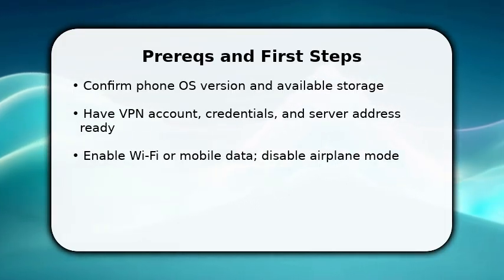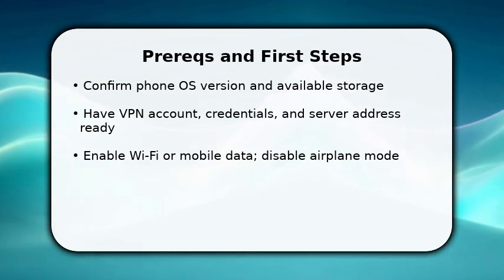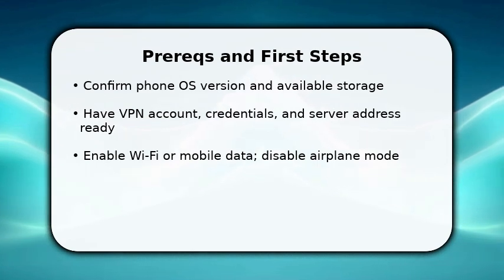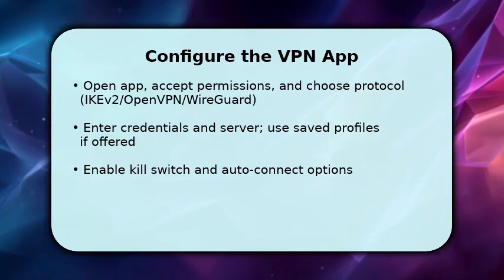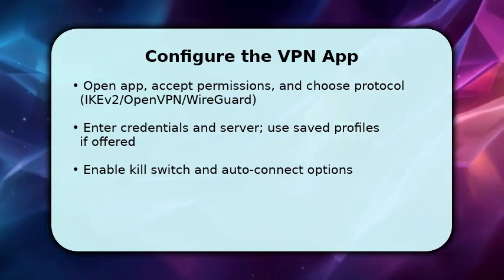Now install the provider's official app from the Play Store or App Store. Avoid third-party clients to reduce configuration complexity. Open the VPN app and accept the minimum permissions it requests. This allows the app to create a secure tunnel.